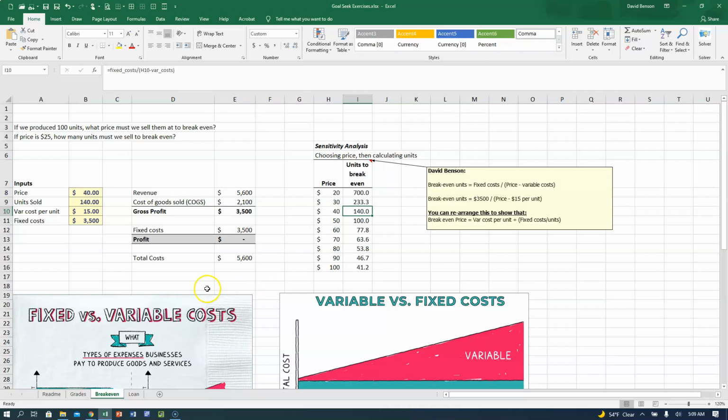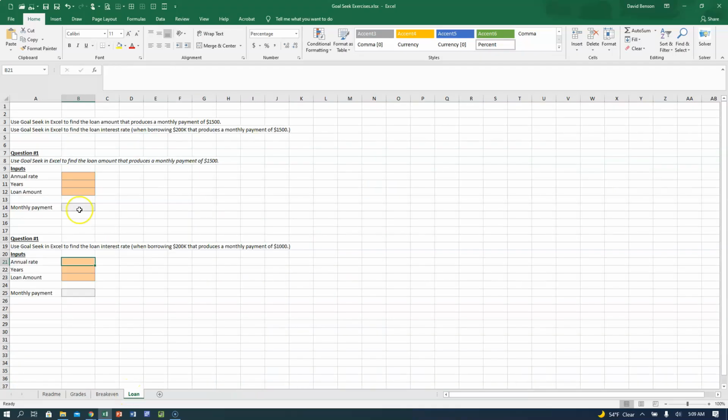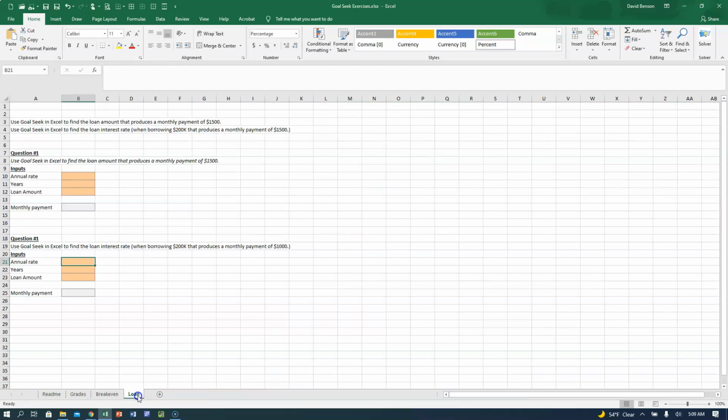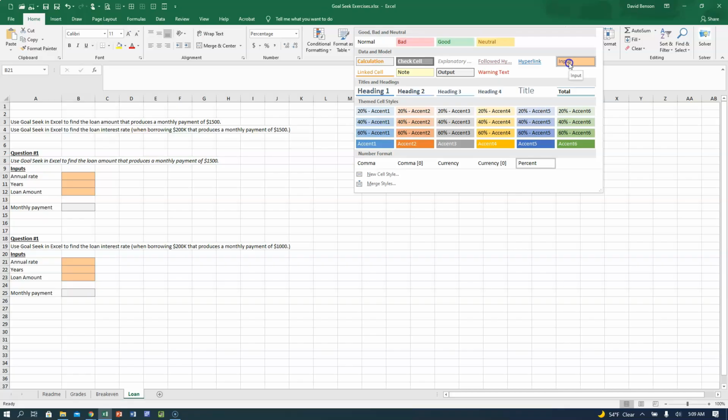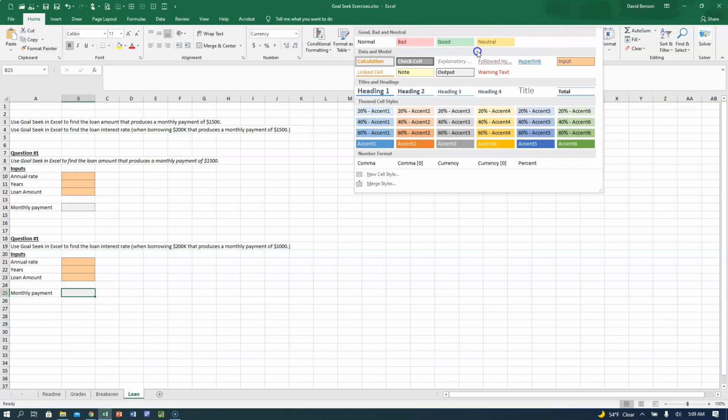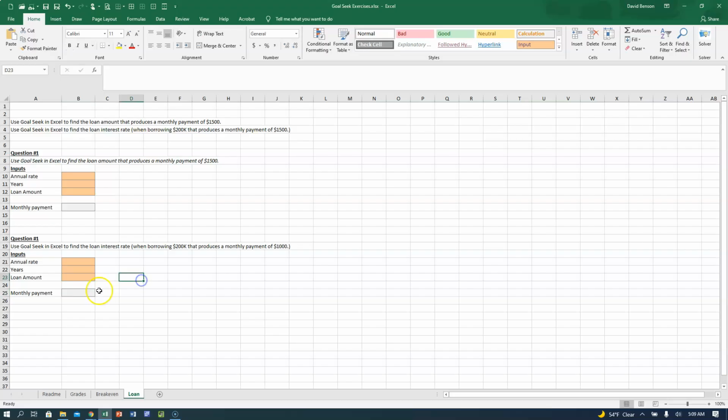And then on this one, just like I did here, I always try to pick a color and put all my inputs in that color. So in this one, I've put annual rate, years, and loan, and I just clicked them into this input style. So this is just formatting color. And then for this output, I use this calculation style. So this is just picking a style, and it makes it easy to see where I want to make changes and where my inputs go.